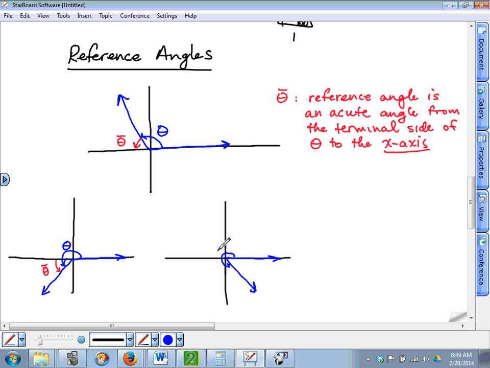So if we have an angle that's larger than 270 but smaller than 360, something in the fourth quadrant, then from here you just go from the end of the terminal side to that x-axis, and that would be theta bar. Question, what if the angle is a negative angle measure? Then the reference angle would just be its equivalent positive angle measure. Like if the angle itself was negative 60 degrees, the reference angle would be 60 degrees. Reference angles are always positive.